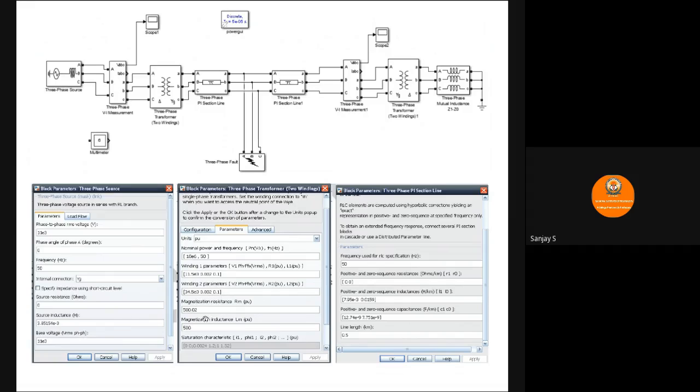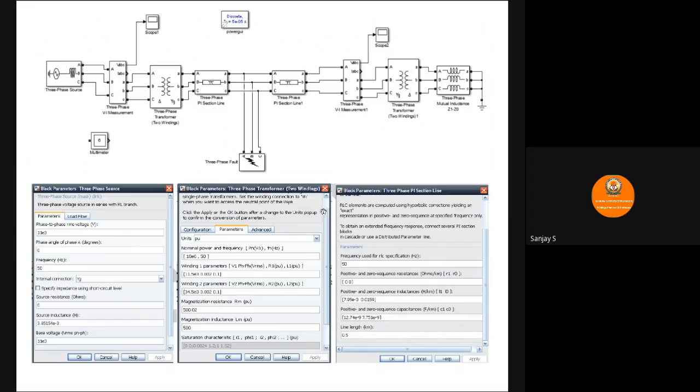Magnetization resistance and magnetization reactance will also be retained with the default values, because we are not going for detailed modeling of the block. We are not going to change that. We are just going to change the functional parameters, which are the winding 1 voltage and winding 2 voltage. We are not modeling the block in detail.